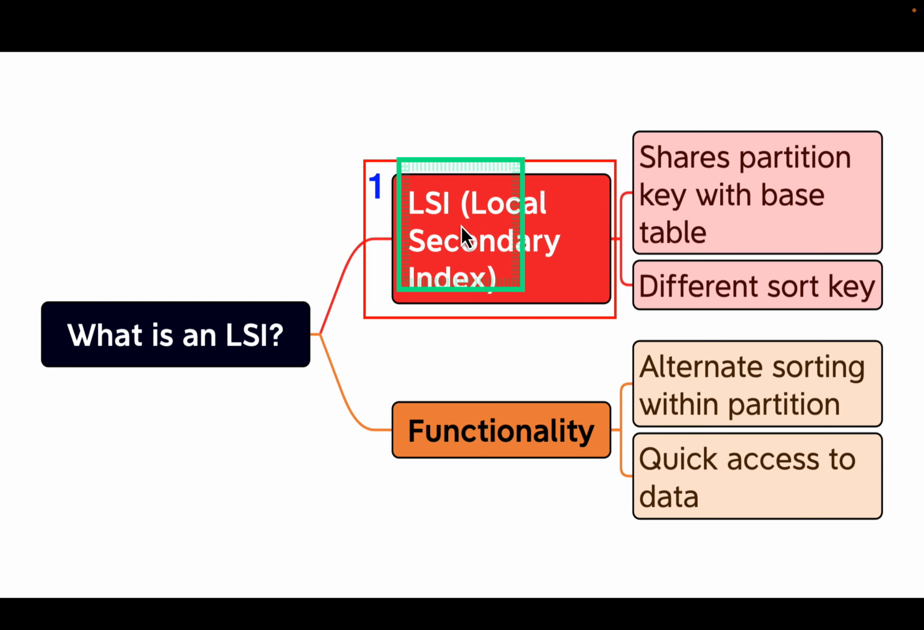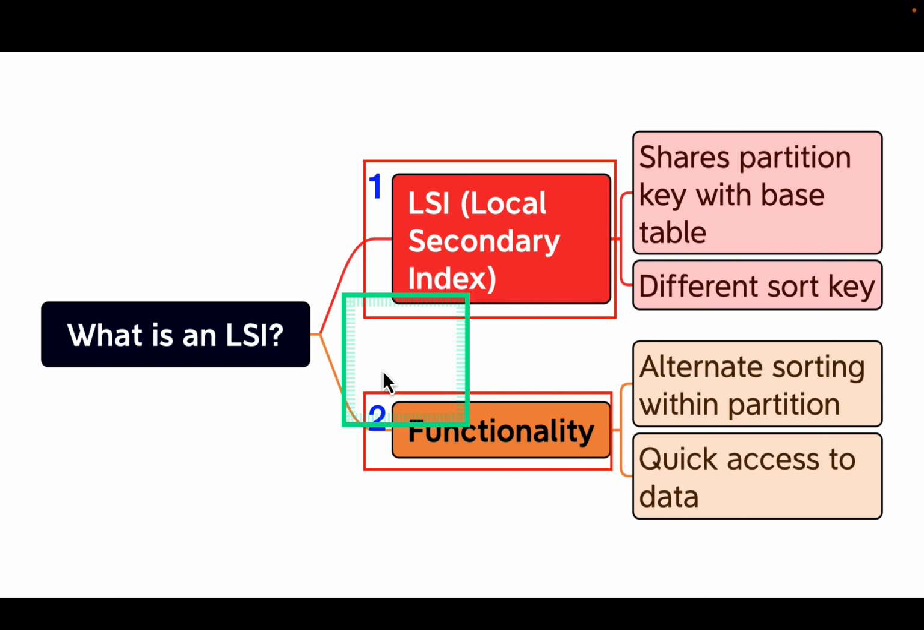An LSI or a local secondary index is an index that shares its partition key with the base table but has a different sort key. So basically you have a partition key, which is called a hash key, and then you have a range key or the sort key. But in the case of an LSI, it will have the partition key the same. It must be the same as the base table, but you can have a different sort key or range key.